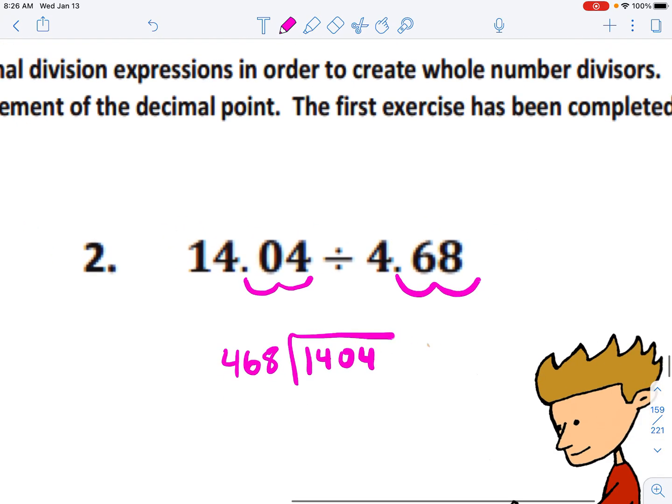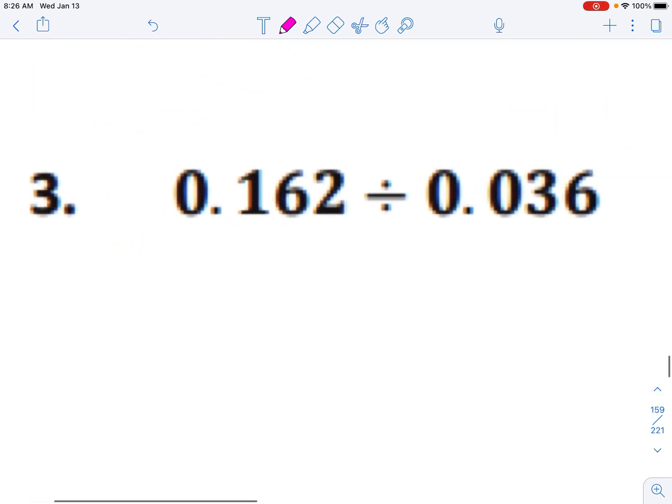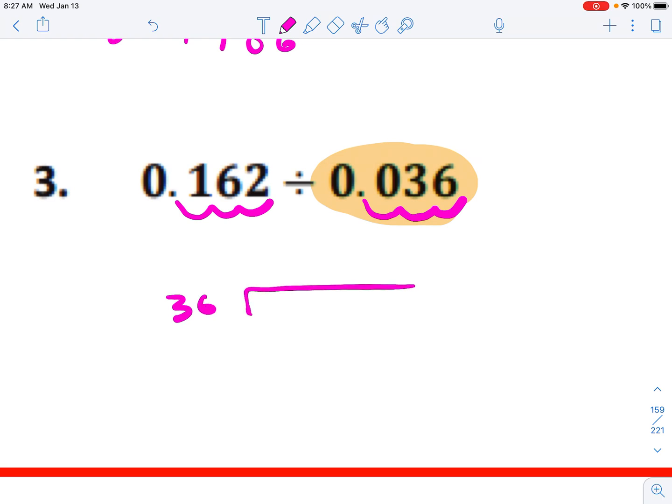Okay, and then now you can go ahead and solve and come out with your answer. Okay, now let's look at number 3. I have 162 thousandths divided by 36 thousandths. Okay, I need to make this a whole number. So I need to move this decimal 3 times. Okay, now we're moving it 3 times. So I need to move it 3 times as well in my dividend. Okay, so now my new problem turns into 162 divided by 36.